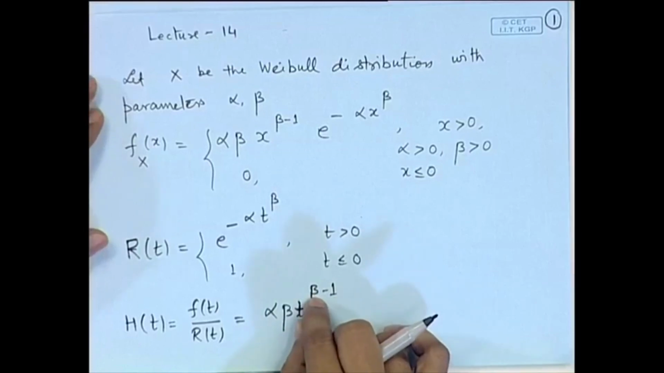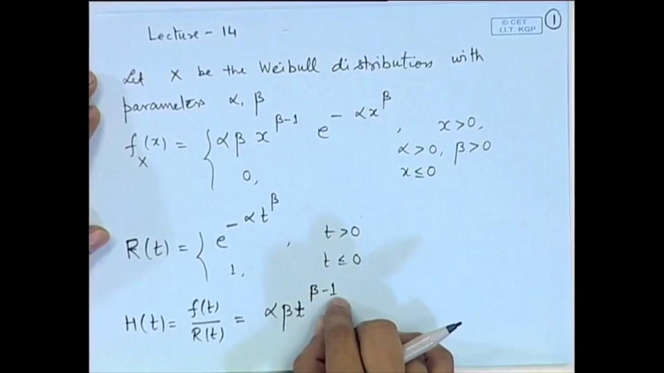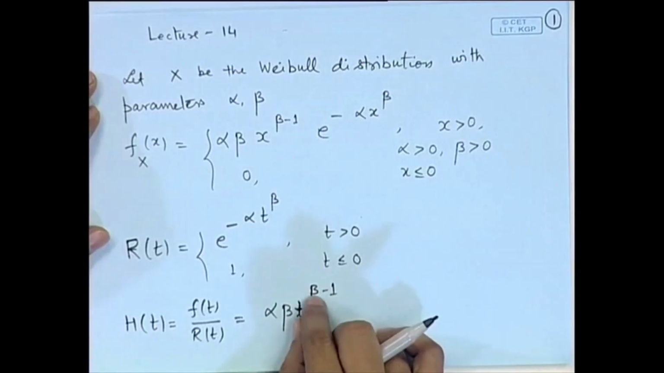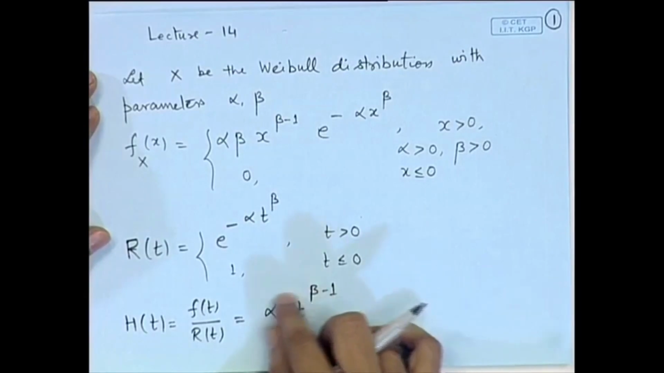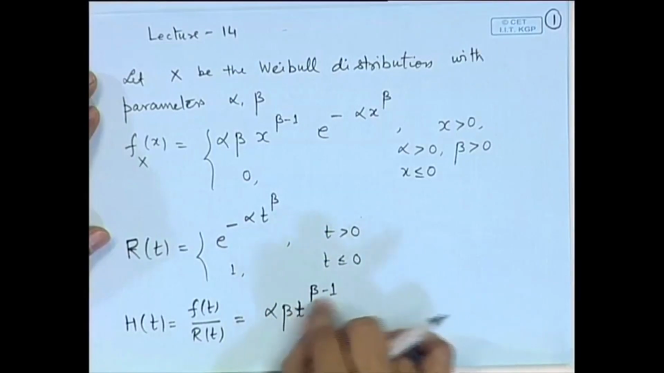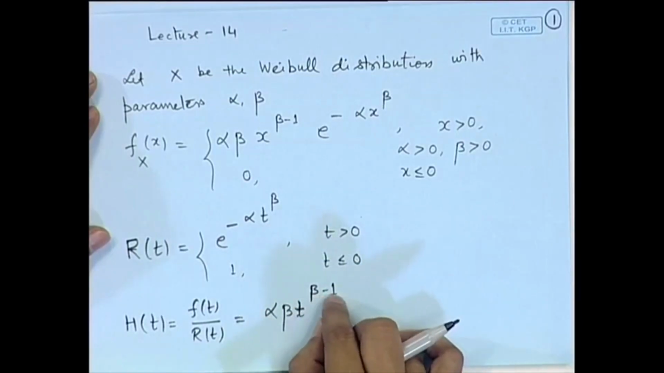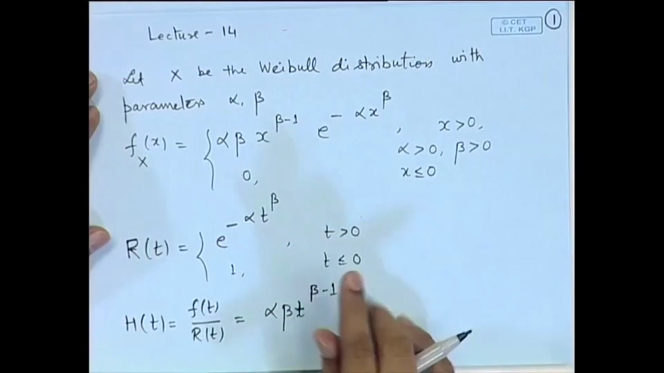Of course, it will depend upon the values of beta, whether beta is a real value or a positive integral value, etcetera. But one thing is clear: if beta is greater than 1, then this will be increasing with t, and if beta is less than 1, then this will be decreasing with t. So, you can have systems where the hazard rate may be increasing with time or decreasing with time. For example, consider a very new system.